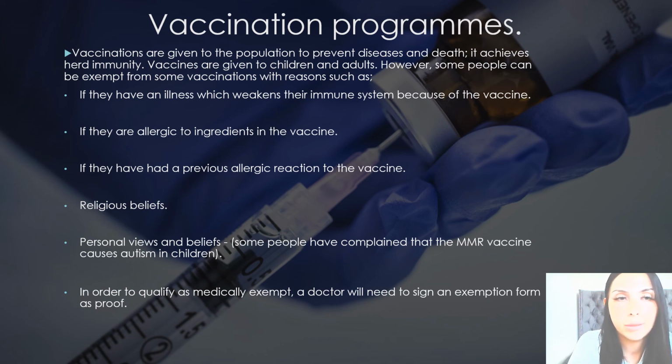However, some people can be exempt from some vaccinations for reasons such as if they have an illness which weakens their immune system because of the vaccine, if they are allergic to ingredients in the vaccine, if they have had a previous allergic reaction to the vaccine, religious beliefs, personal views and beliefs. Some people have complained that the MMR vaccine, which stands for measles, mumps and rubella, causes autism in children. In order to qualify as medically exempt, a doctor will need to sign an exemption form as proof.